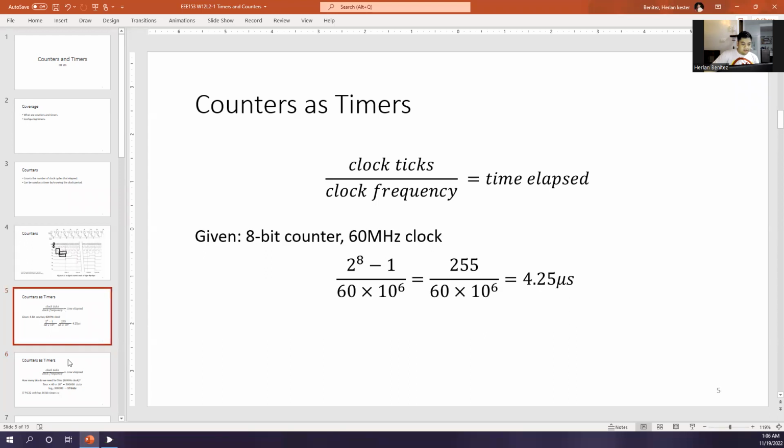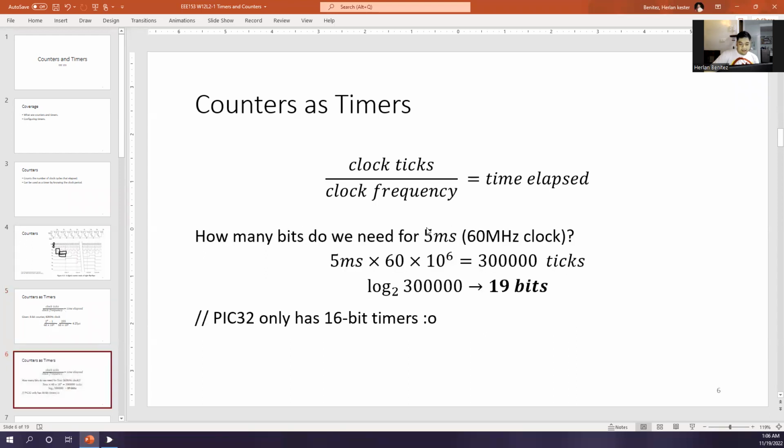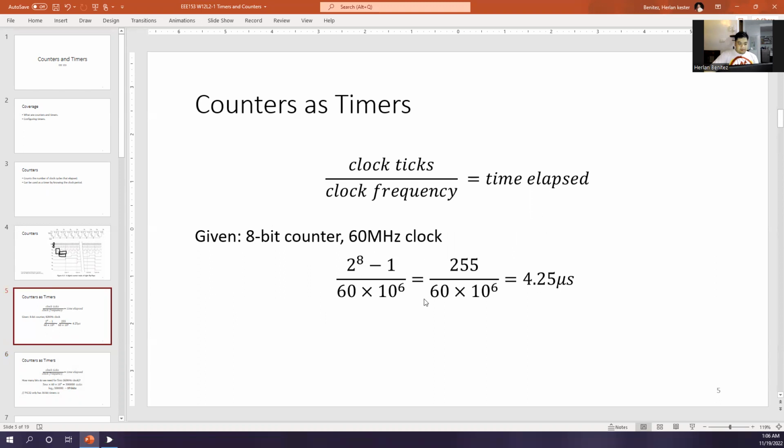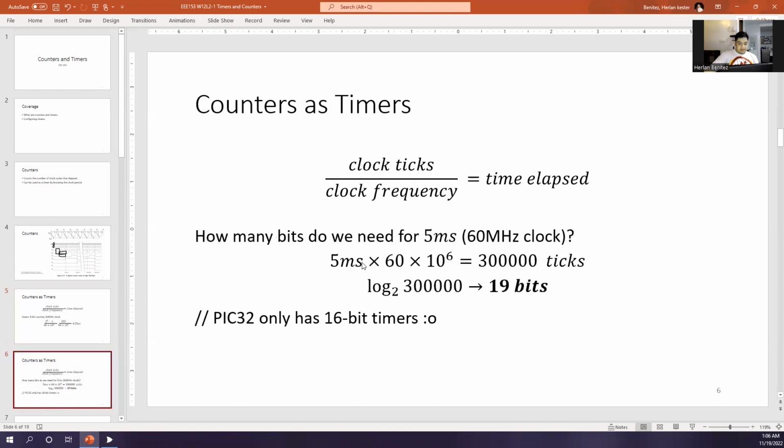So, another question. How many bits yung kailangan natin for 5 milliseconds with a 60 megahertz clock? So, ayan, 5 milliseconds, parang manipulate mo lang yung equation. Makuha mo na 5 milliseconds times 60 times 10 to the 6. Kailangan natin ng 300,000 na ticks. So, 300,000 can be represented using 19 bits. So, medyo madami ata yun.